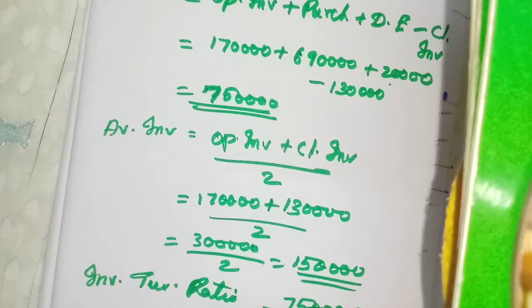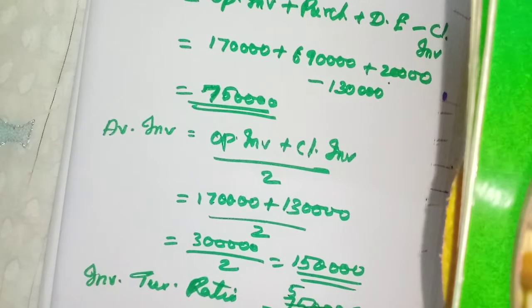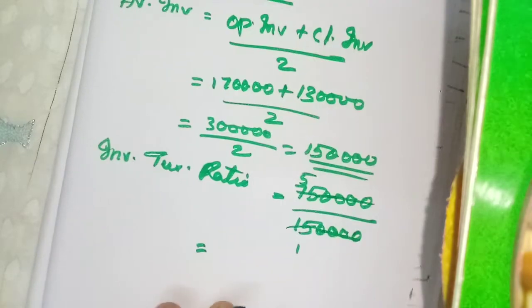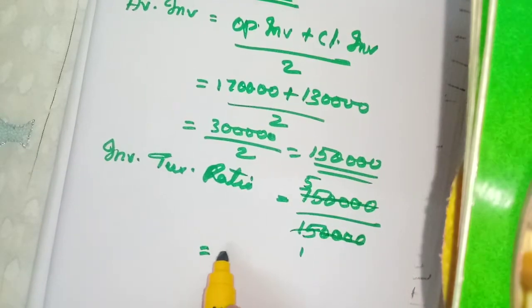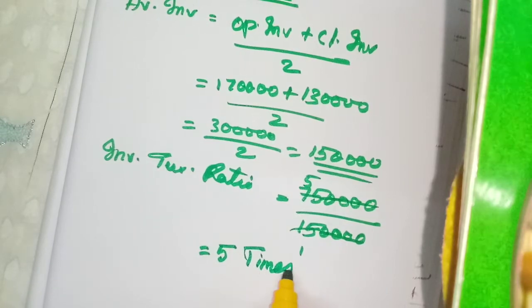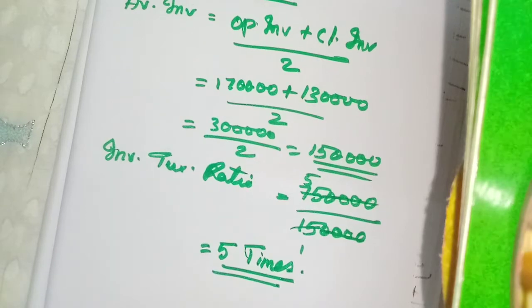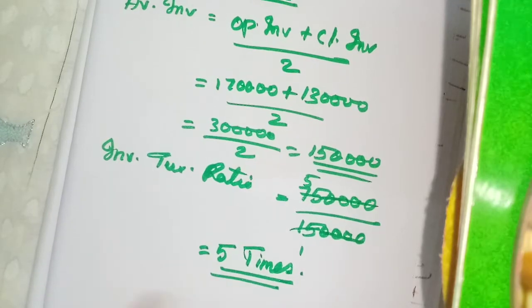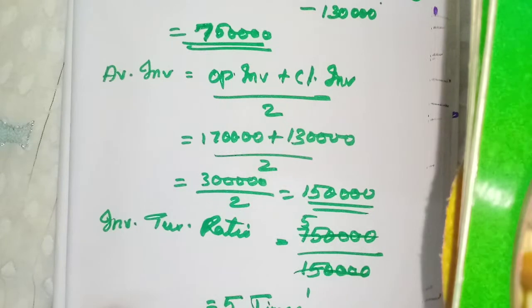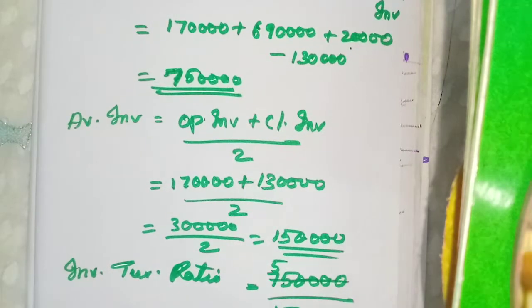That gives 5. So here, this is not expressed as a ratio; we calculate the turnover ratios in times. That is, how many times the inventory has been turned over to make the revenue from operation. So we have to calculate in this way only. Now we will calculate the next one.